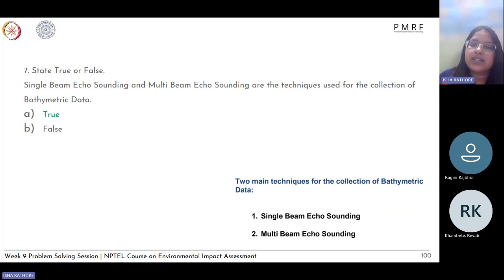Okay, so A is the correct answer. There are two main techniques used for the collection of bathymetric data, and they are both mentioned here, which is single beam echo sounding and multi beam echo sounding.